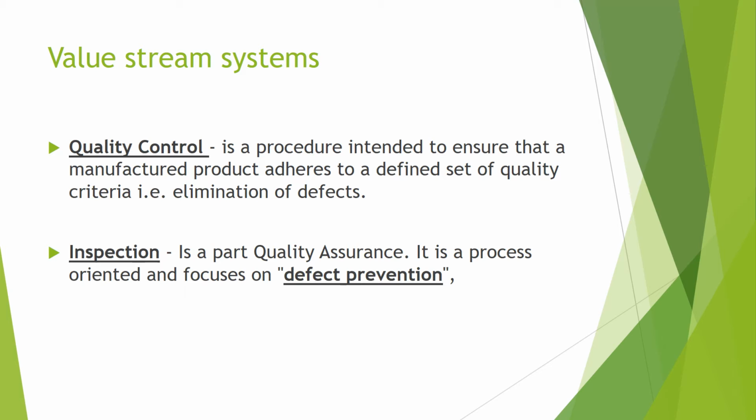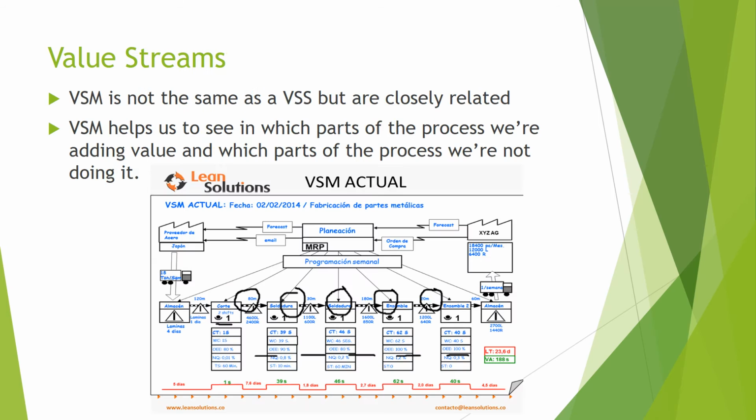Because quality control is a procedure that is intended to ensure that a manufactured product or service adheres to a defined set of quality criteria. For example, the elimination of defects. If you are manufacturing something and you measure it and the piece is larger than it's supposed to be, this is considered a defect, right? So inspection is a part of quality assurance, and it is process oriented and focused on the prevention of defects. So, it's important to point out this little difference, right?